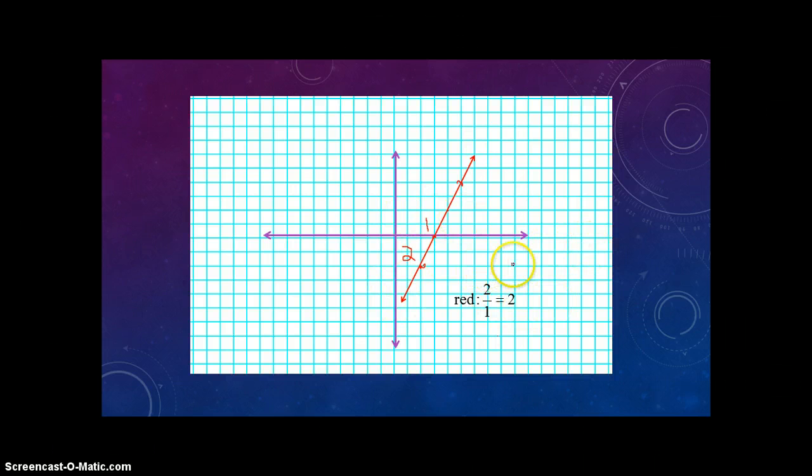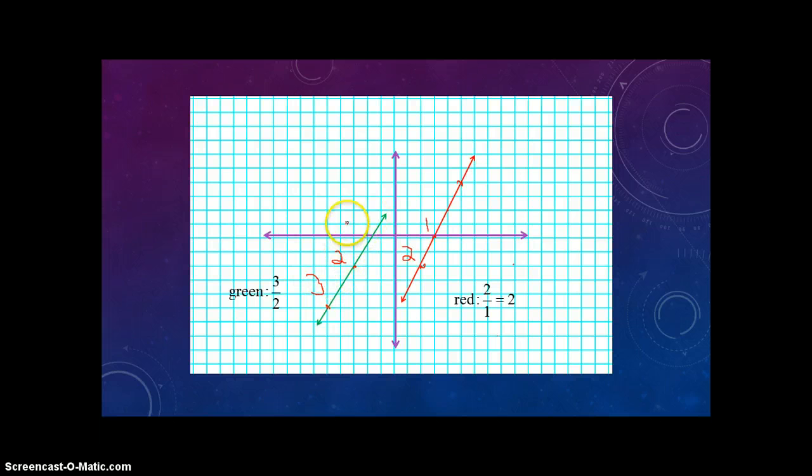Let's take a look at another one, and it's this green line. So I'm going to look at the green line, and I see a pretty good point right here, and looks like another good point right here. And that to me looks like a rise of 3, and a run of 2. Okay. And so again, rise over run for the green line is 3 over 2. I can't reduce that. I'm just going to leave it as 3 over 2.